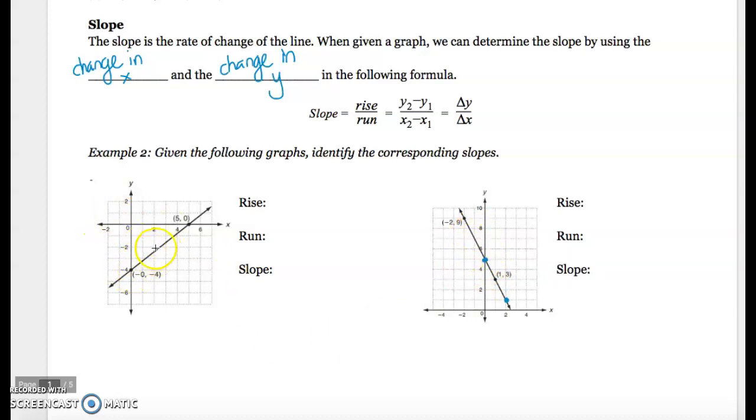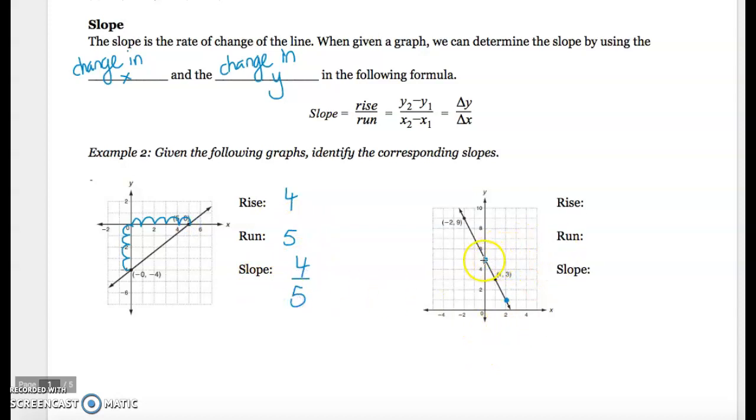So let's see, from the points that we're given here, my rise, if I'm just using the graph itself, if I'm going from this point to this point, it looks like I rise up 1, 2, 3, 4. And then run 1, 2, 3, 4, 5. And then your slope is rise over run, so 4/5.